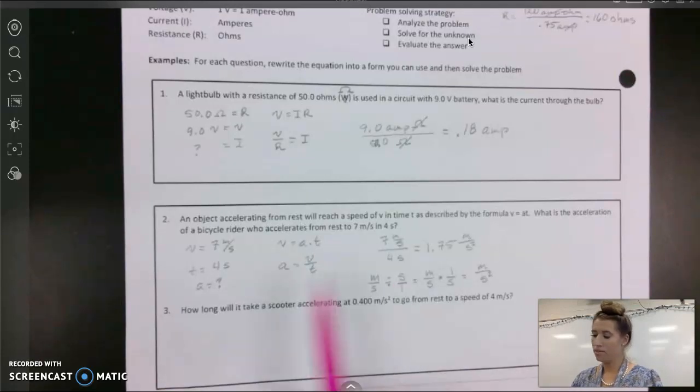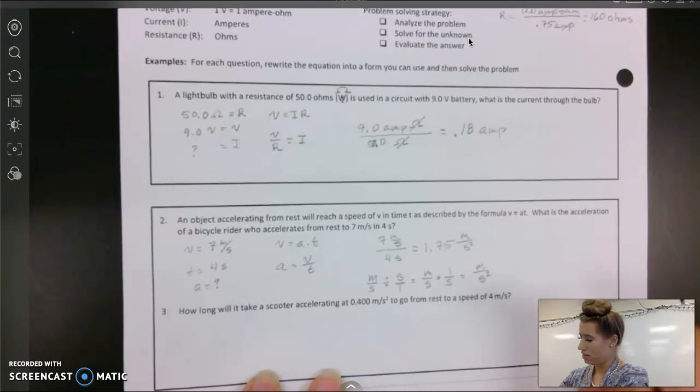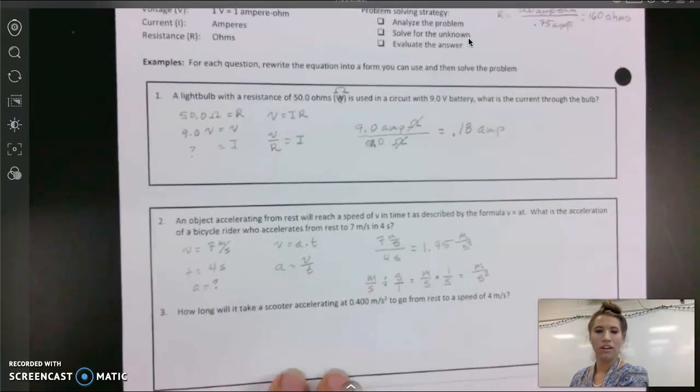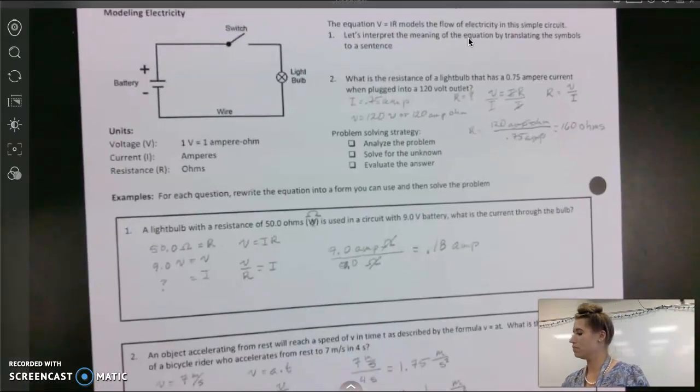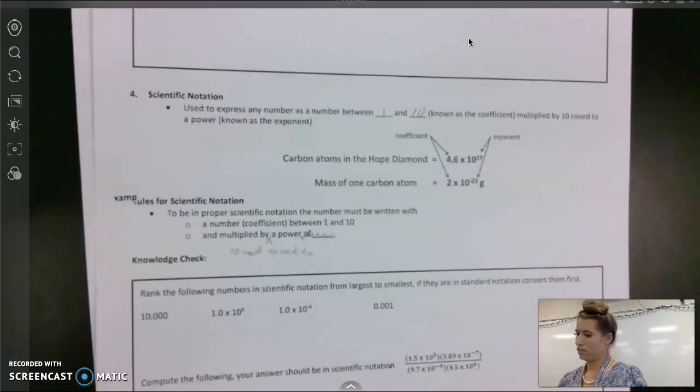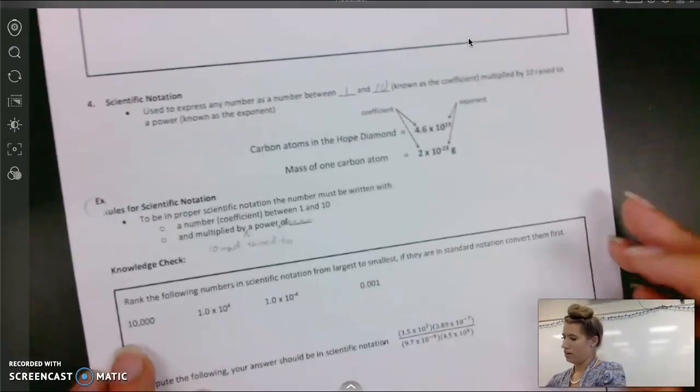Okay. All right, number 3, I want you to do it on your own. Work through the problem in a similar way, analyze, solve for the unknown, evaluate your answer, and I will tell you that the final answer for this, number 3, is 10 seconds. Okay, so work through it and see if you get that final answer of 10 seconds. Okay, page 3.